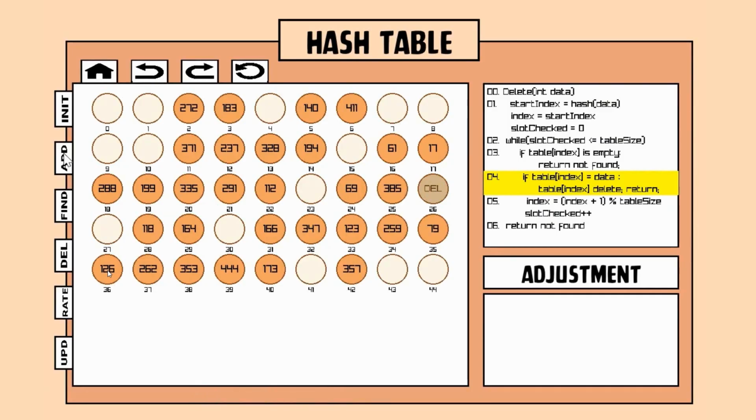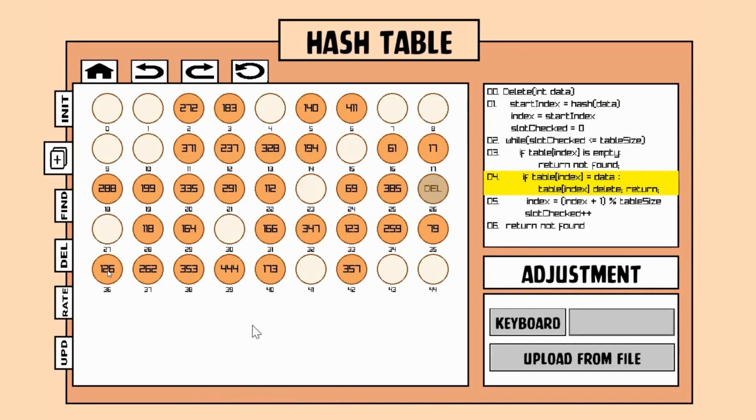Come back to the add, come back to the insert operation. If you want to insert it and observe it step by step, you press C to change the mode from run at once to step by step.